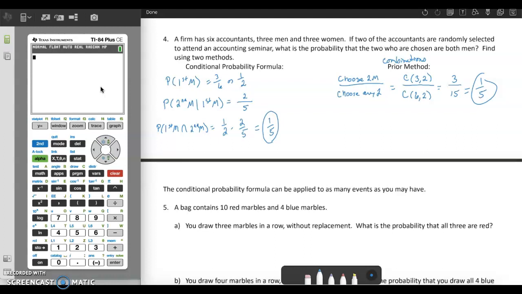So that should give you some kind of feel good about the idea that yes, this conditional probability formula does work and it does make sense because we've just backed it up with something that we already knew how to do.